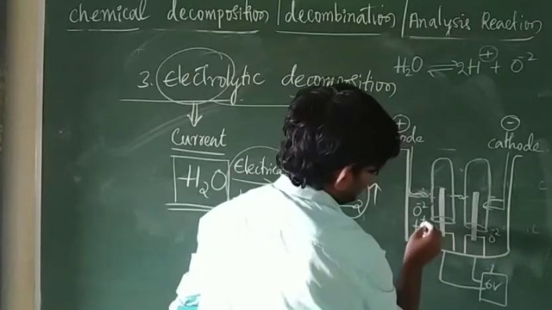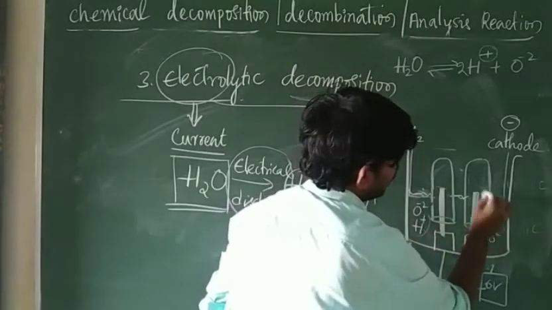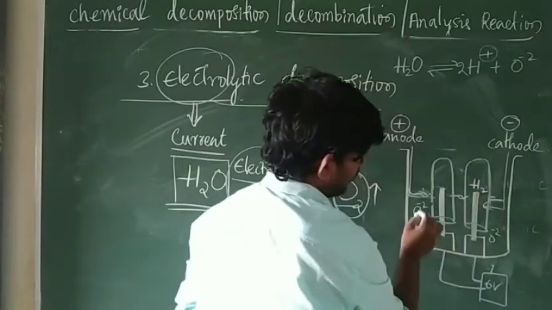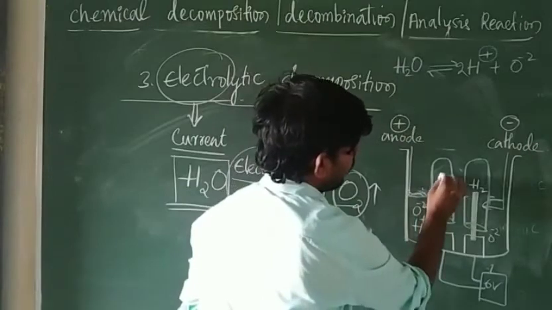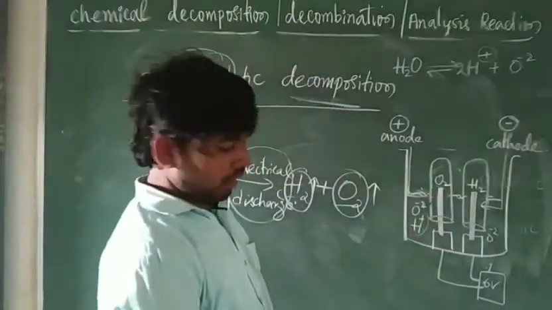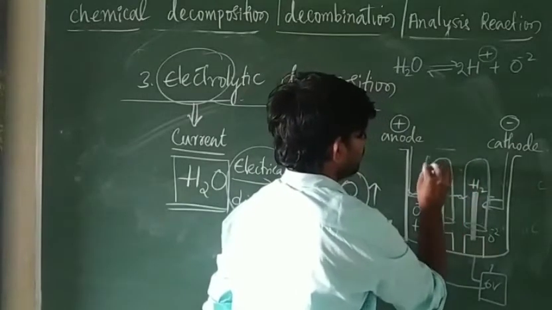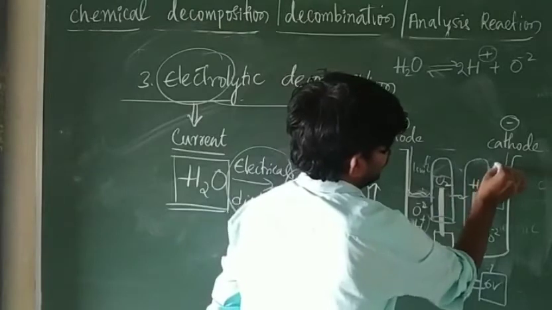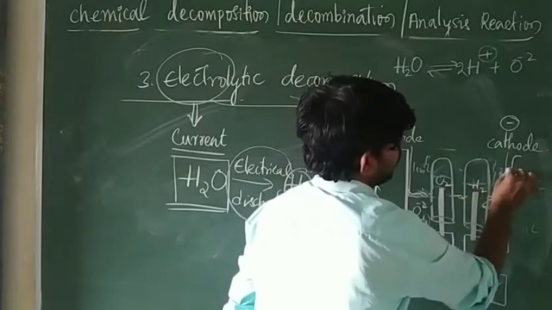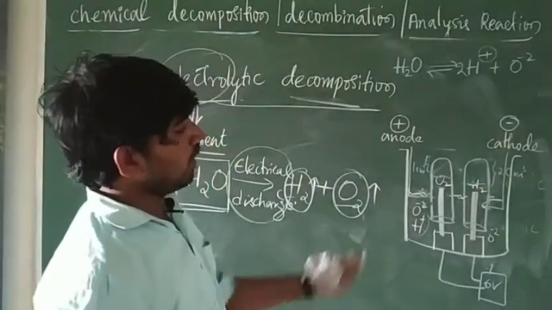H plus ions are attracted by the minus electrode, so here you will get hydrogen gas. The O minus 2 ions are attracted by the plus electrode and evolve there. The volume of gas, suppose this is 1 centimeter cube, will be 2 centimeter cube here.